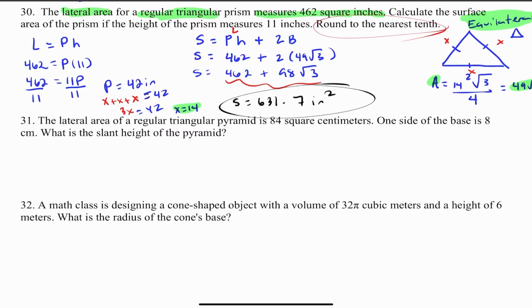All right, so number 31, the lateral area of a regular triangular pyramid is 84 square centimeters. One side of the base is 8 centimeters. What is the slant height of the pyramid? Okay, so we're dealing with a regular triangular pyramid.